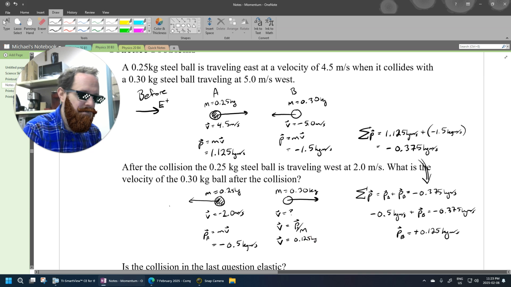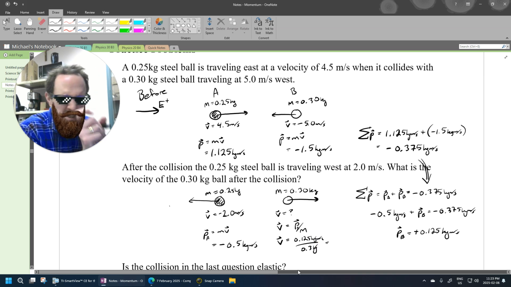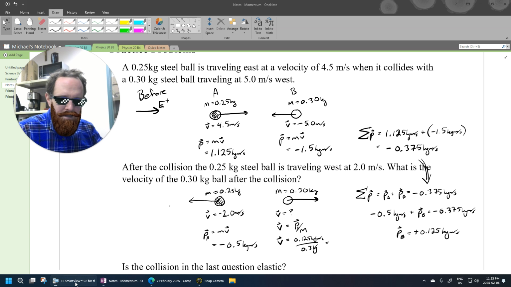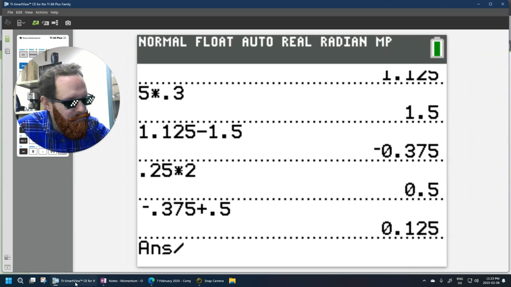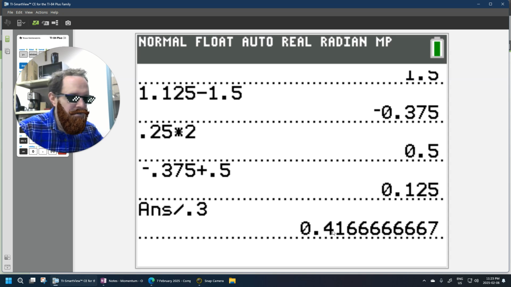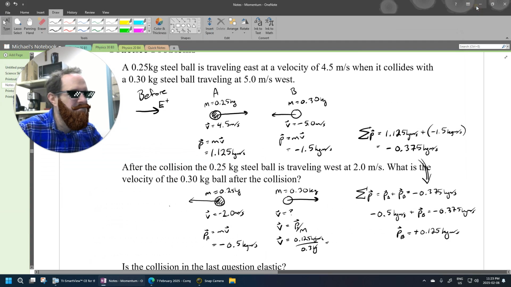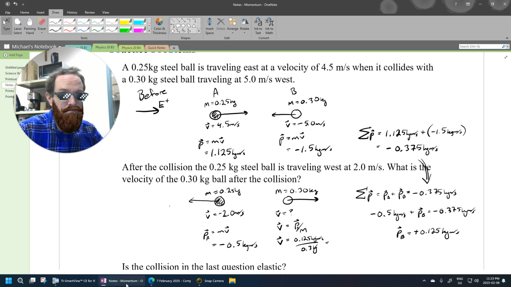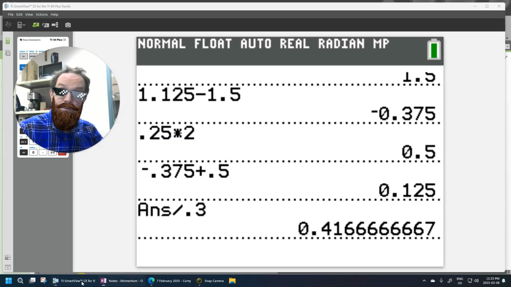0.125 divided by the mass, and I can see the kilograms cross off there. I know the writing is really small, sorry about that. And divide this number by 0.3. The ball bounces back at 0.41. How many significant figures? Probably round it properly: 0.42.